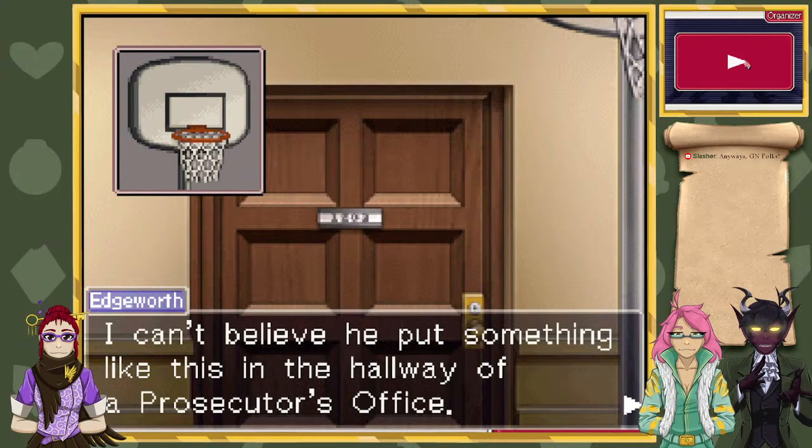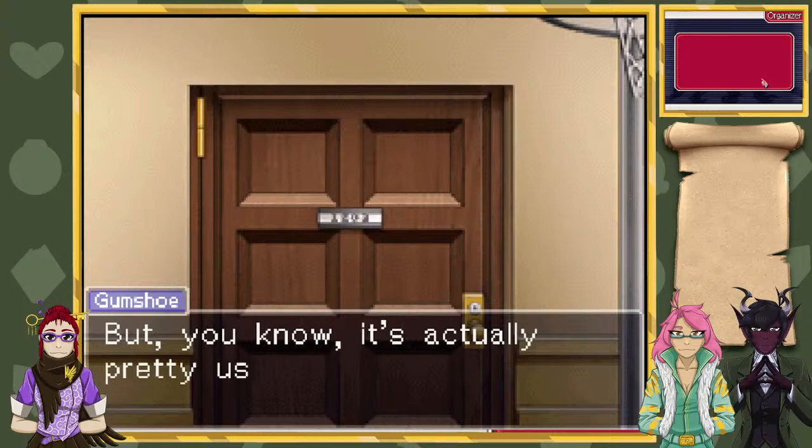I can't believe you put something like this in the hallway of a prosecutor's office. You have to go away on vacation, apparently, abroad for a long time, then come back. Then someone will have put a hoop in the office. That's how it works. But you know, it's actually pretty useful, sir. God, imagine having ceilings high enough for a basketball hoop. You can get exercise at work.